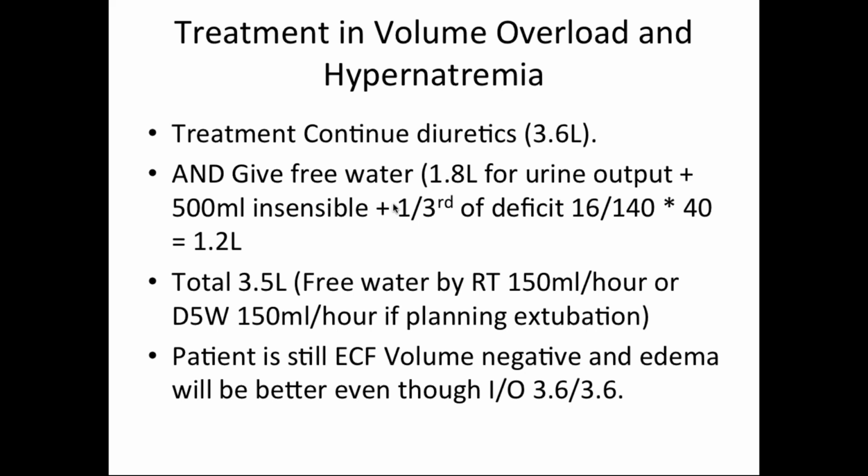And so we have to replace the plain water that he's losing, which would be 1.8 liters. In addition, there will be insensible losses of about 500 ml, and then we give some part of the deficit, which is going to be about 1.2 liters. And the total will come out to be about 3.5 liters. So we can give it to him through the Ryle's tube or through D5 water at 150 ml per hour.